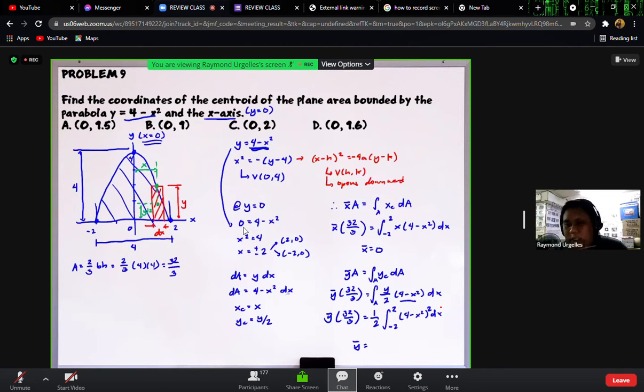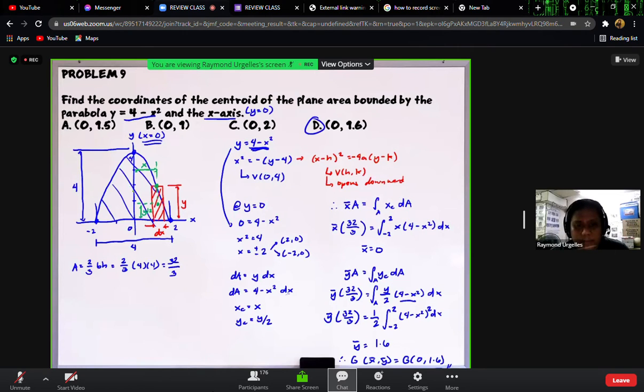Sorry, the square is missing. There should be a square here, because this y is 4 minus x squared, so we multiply by another 4 minus x squared. So it becomes 4 minus x squared quantity squared, from -2 to +2, divided by 2, times 3 divided by 32. So you will get 1.6. Therefore, the centroid is located at x bar, y bar, which is given by 0, 1.6.